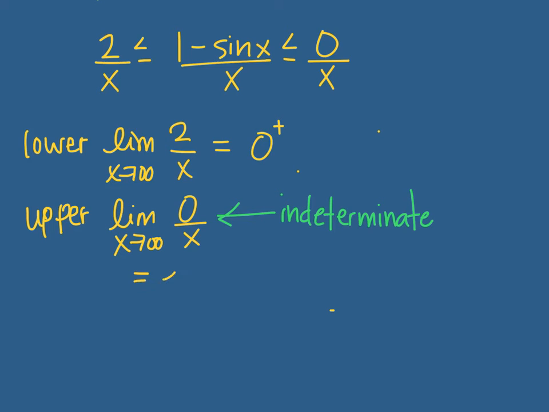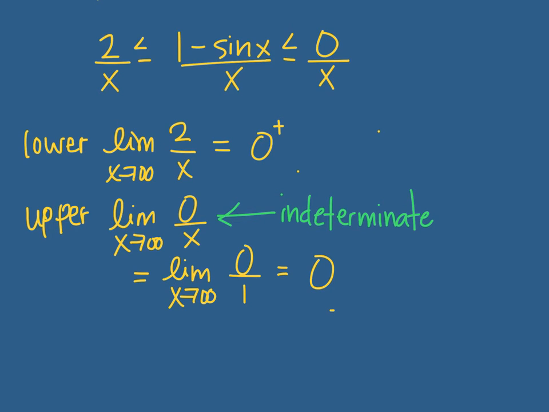So we're going to use L'Hôpital. What's the derivative of 0? It's just 0, it's a constant. And what's the derivative of x? 1. Okay, what's 0 divided by 1? Is that indeterminate? No, that is not indeterminate. What is that? That is 0. 0 divided by anything is 0 as long as it's not being divided by 0 or infinity.